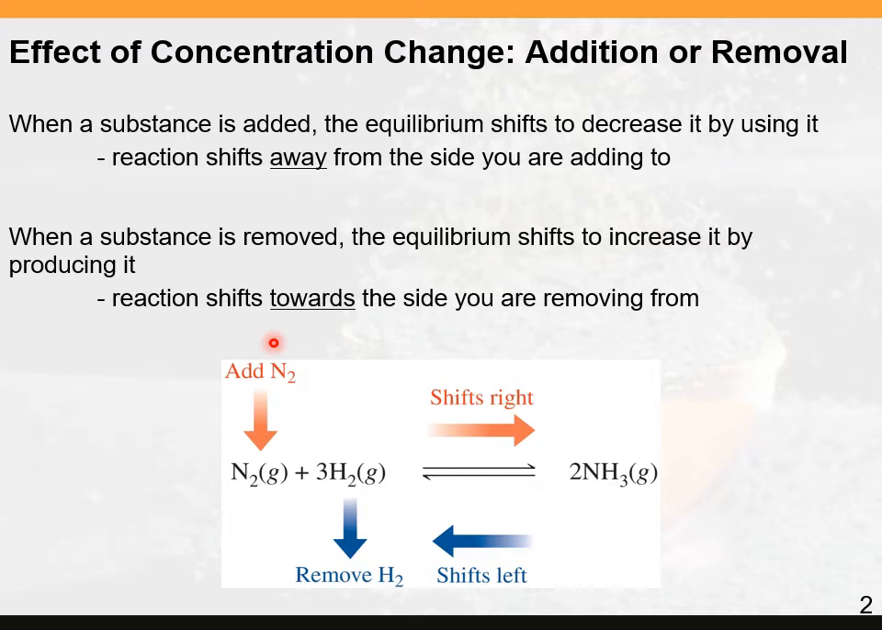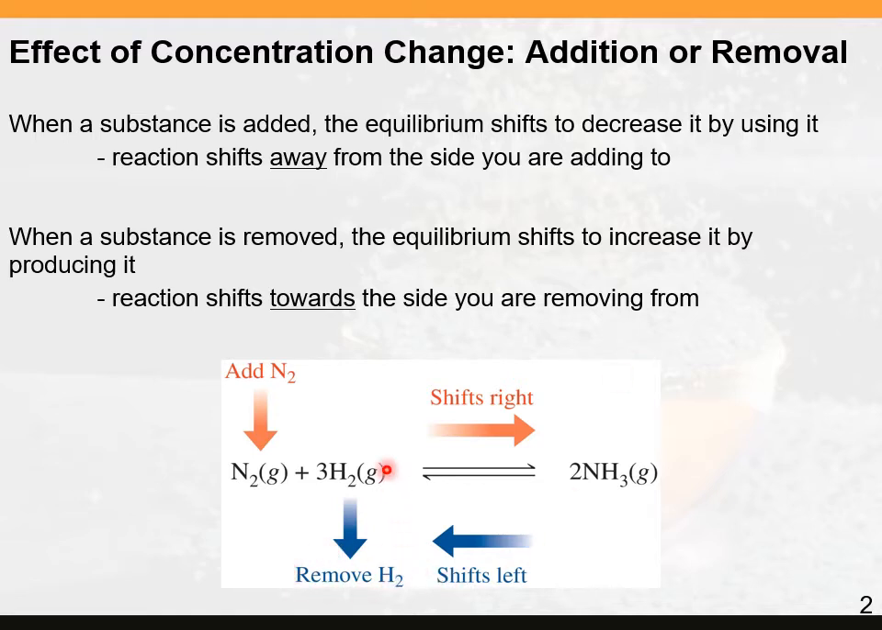How about when a substance is removed? What happens then? The equilibrium shifts to increase it by producing more of it. Because the disturbance is that now you got too little of that substance. The system will want to increase it back up. It can increase it by producing it. Therefore, the reaction shifts towards the side you are removing from.